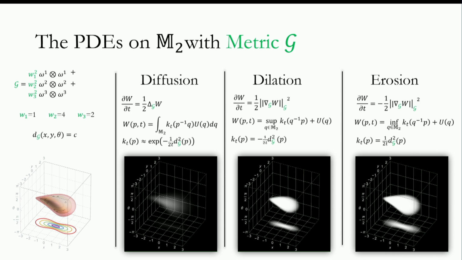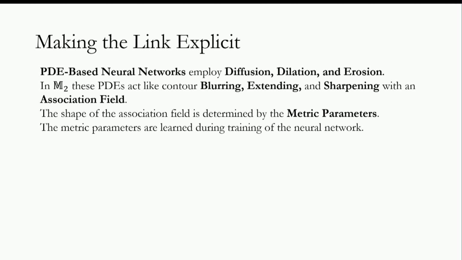And it's the same thing with erosion. Okay, so that's how the PDEs look like in M2. And now we're ready to make the link between neurogeometry and PDE-based neural networks explicit. PDE-based neural networks employ diffusion, dilation, and erosion. In M2, these PDEs look like contour blurring, extending, and sharpening with an association field, right?